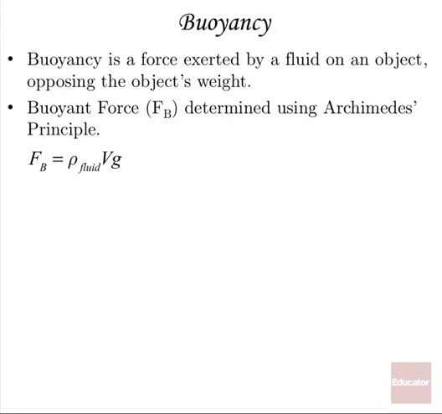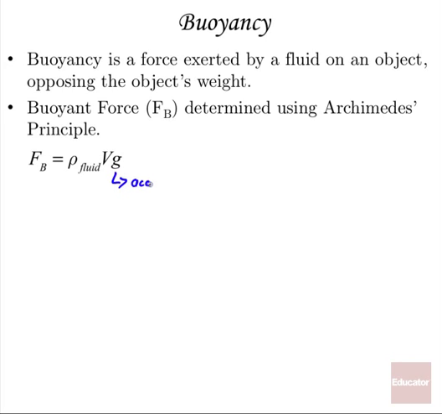Let's talk a little bit about buoyancy now. Buoyancy is a force exerted by a fluid on an object that opposes the object's weight when it's in that fluid. The buoyant force, typically written F sub B, is determined using what's known as Archimedes' principle. The buoyant force is equal to the density of fluid times the volume of the fluid displaced times the acceleration due to gravity. And let's spell these out because they're easy to mix up.